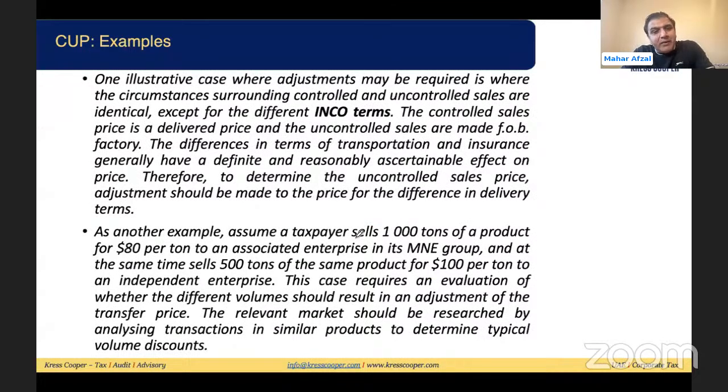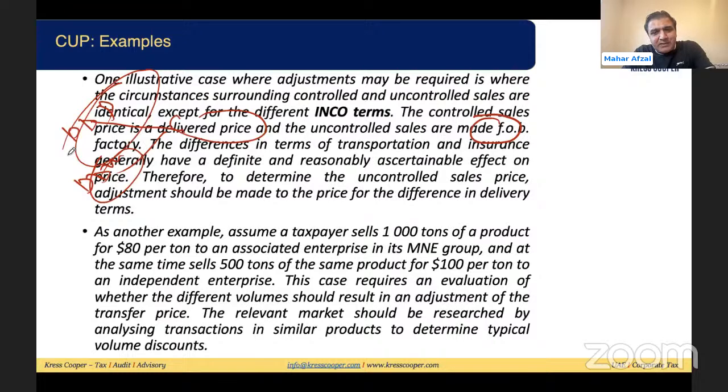This is another example that I have taken from the OECD guidelines. They are focusing on the Incoterms. One party is using the FOB price, and the second party is using the delivered price. This delivered price may be delivered duty paid, might be delivered duty unpaid, might be any one of them. So under FOB terms, the price will be different. Under DDU or DDP terms, the price will be different. It will require an adjustment.